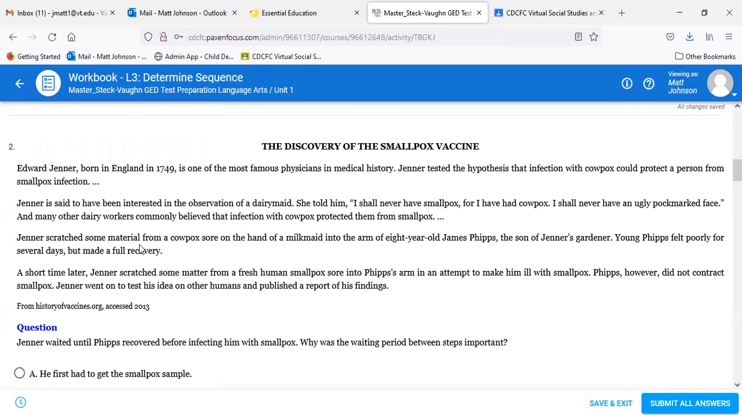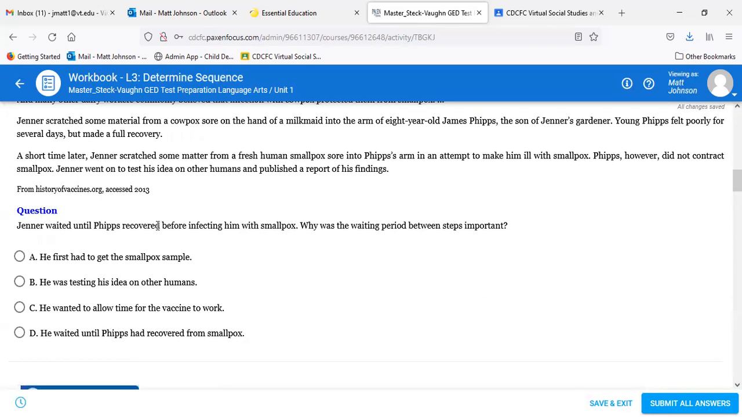Okay, same passage for question 2. So Jenner waited until Phipps recovered before infecting him with smallpox. Why was the waiting period between steps important? He had to get a smallpox sample. He was testing his idea on other humans. He wanted to allow time for the vaccine to work, or D, he waited until Phipps had recovered from smallpox.